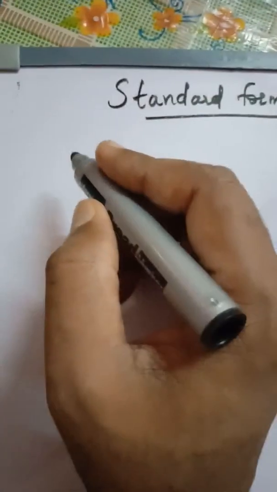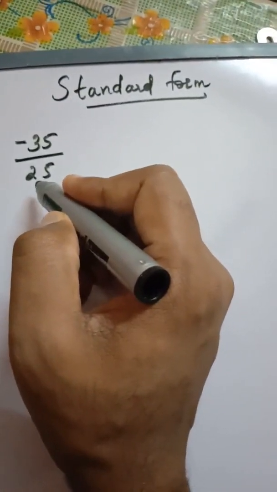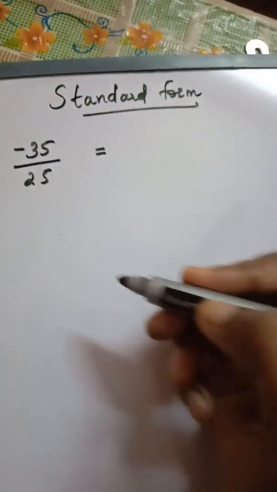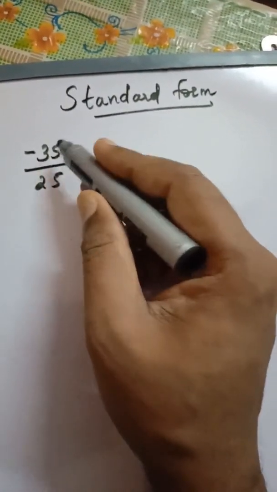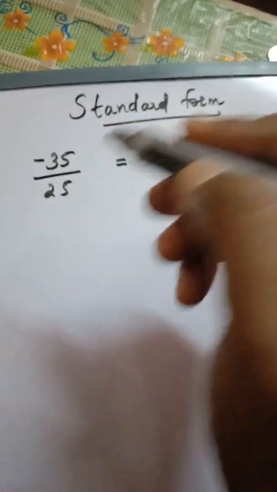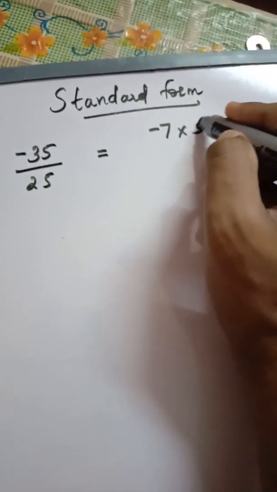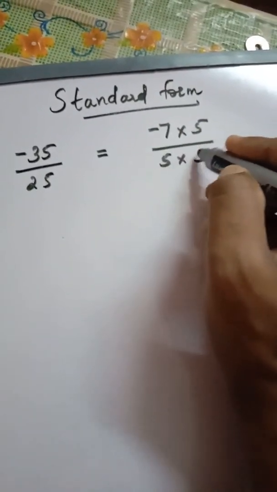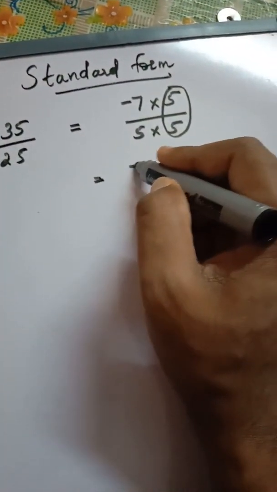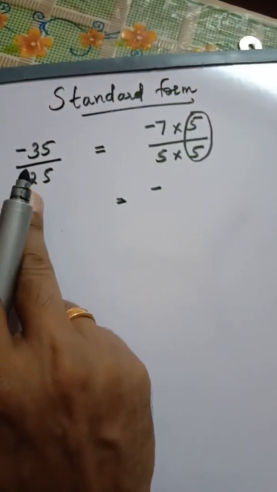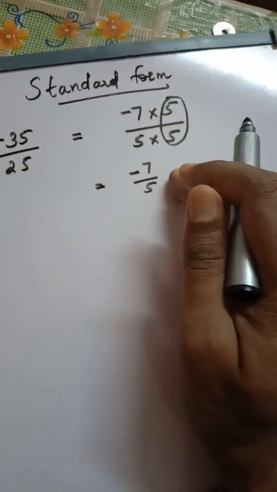First we have a rational number minus 35 upon 25. Here the denominator is already a positive integer. Now we have to find whether the numerator and denominator have anything common. Now, minus 35 and 25. We can see that something is common. What is common? 5 is common. So, hence we can write minus 35 as minus 7 multiplied by 5 and 25 as 5 multiplied by 5. Now, after cancelling the common 5, we can express the given rational number minus 35 upon 25 as minus 7 upon 5, which is in the standard form.